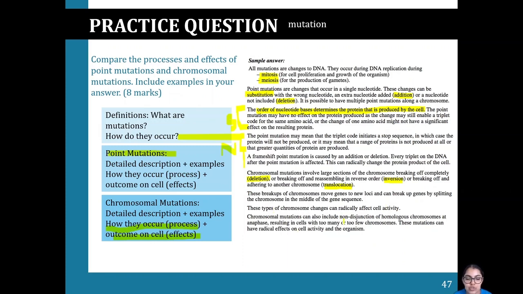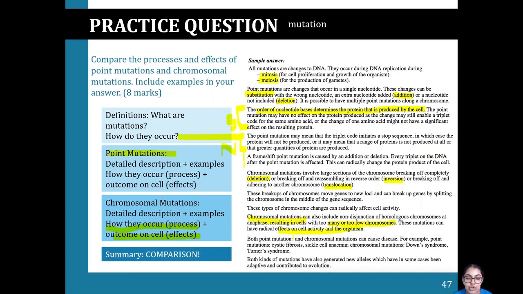These types of chromosome changes can radically affect cell activity. Chromosomal mutations also include non-disjunction of homologous chromosomes in anaphase. So we've talked about chromosomal mutations, and we now talk about the mutations in the number of chromosomes as well. Non-disjunction at anaphase results in the cell having too many or too few chromosomes. These can have radical effects on cell activity and the organism.